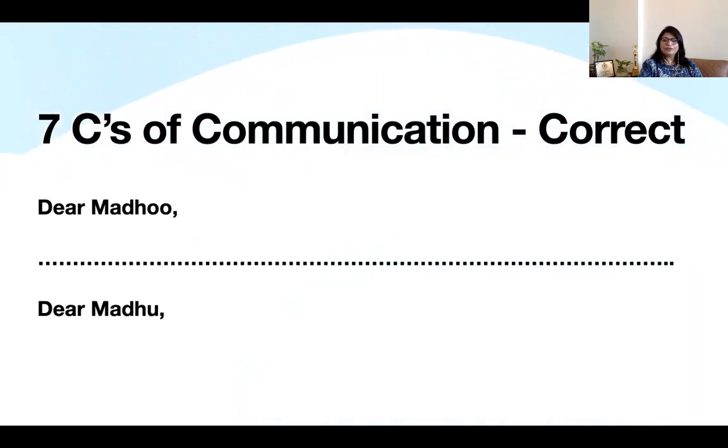So instead of writing it wrongly, say I spell my name as Madhu, I may get a little upset or may feel offended if my name is keyed as Madhoo in a mail or a letter which has been specifically addressed for me.